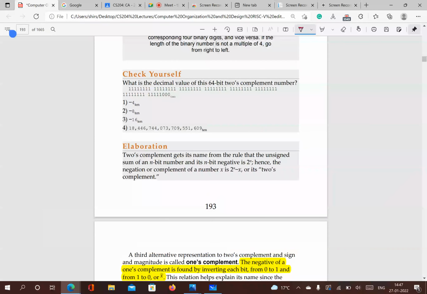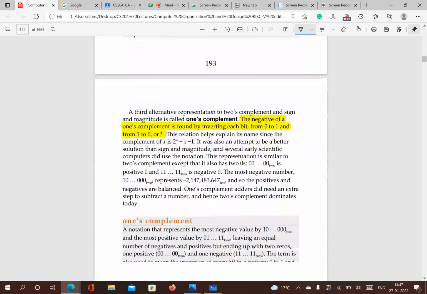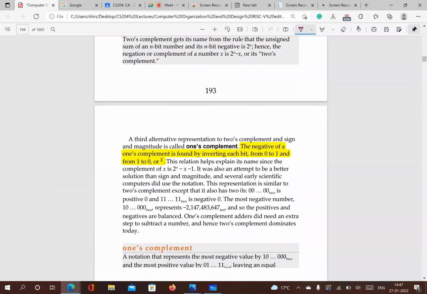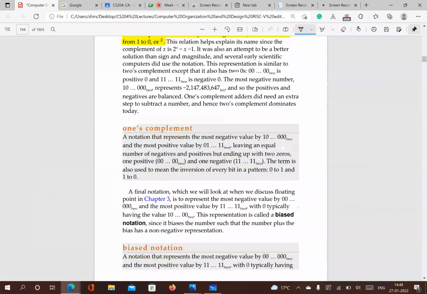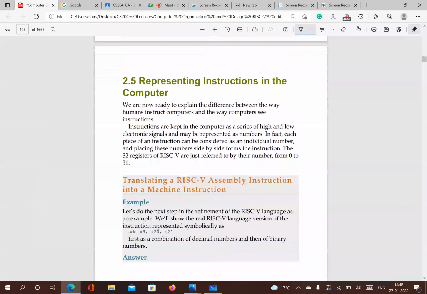Check whatever is written here, check yourself. You should try to solve it by yourself. I am not explaining it. At the end there is a concept also written about one's complement. If you want, you can read it also. For this course, only two's complement is important, which I have already explained.